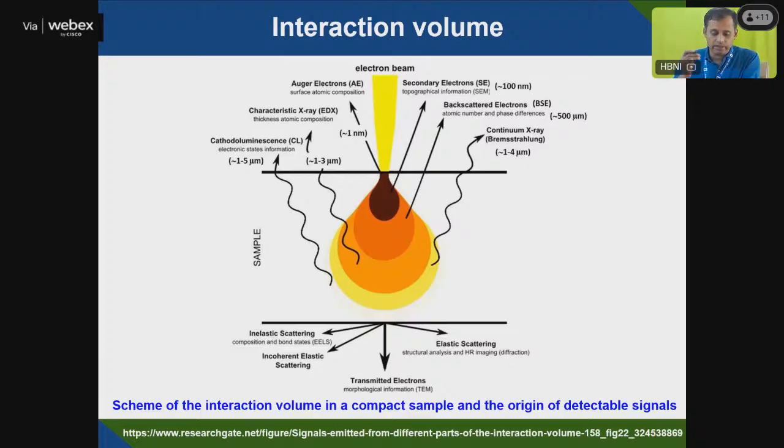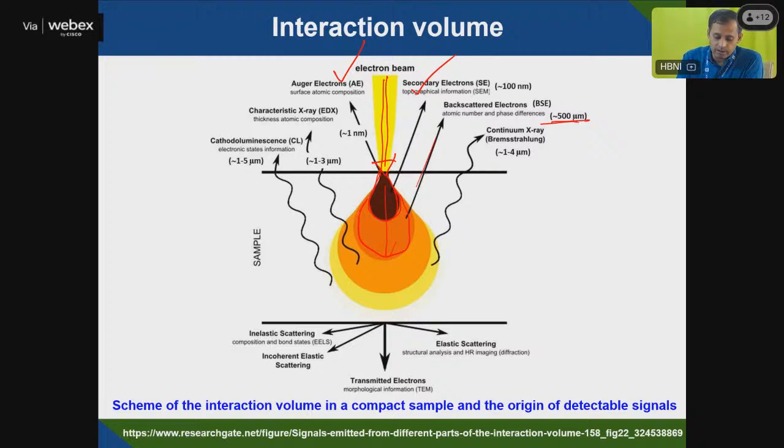So what we discussed in the case of this interaction volume: here this is the incident beam, coming in, and after interacting you can divide the whole interaction volume into different zones. On the top level, within 1 nanometer, you mostly produce secondary electrons. The secondary electrons come just from the top surface. A little deeper, you will be able to see the backscattered electrons. These electrons will go inside and then come back out. That will be the backscattered electrons, here up to 500 micron.